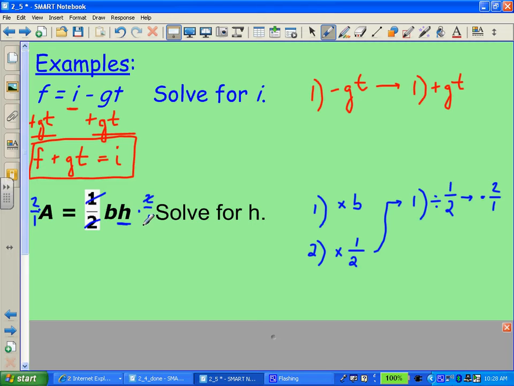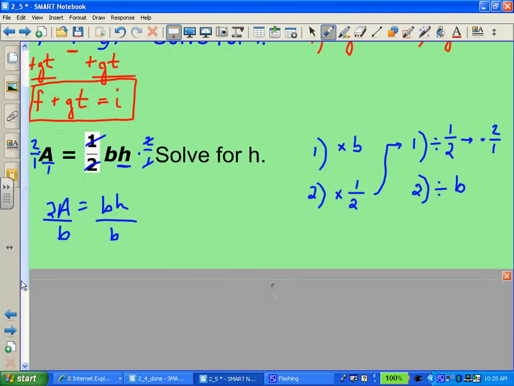So over here, the 2's cancel, the 1's cancel. I just have B, H. And over here, this is really like A over 1, so I just get 2A. And then to undo times B, I'm going to divide by B.